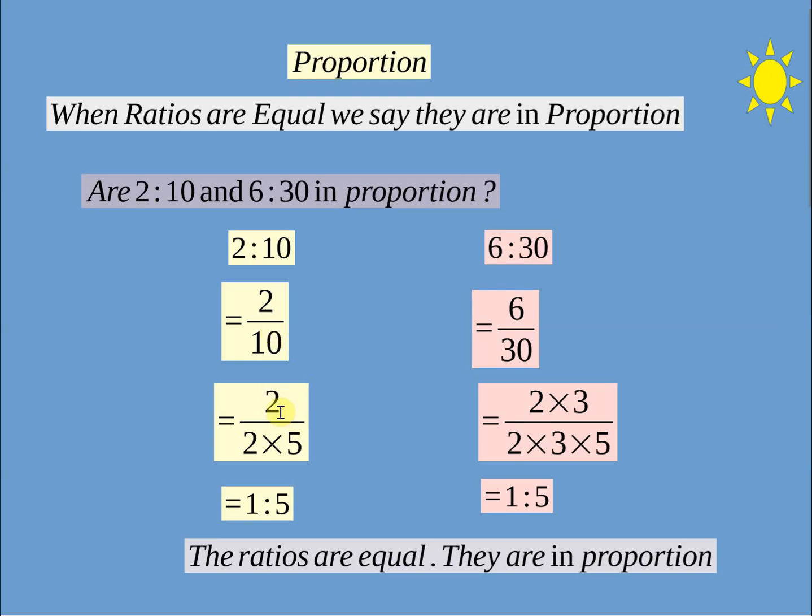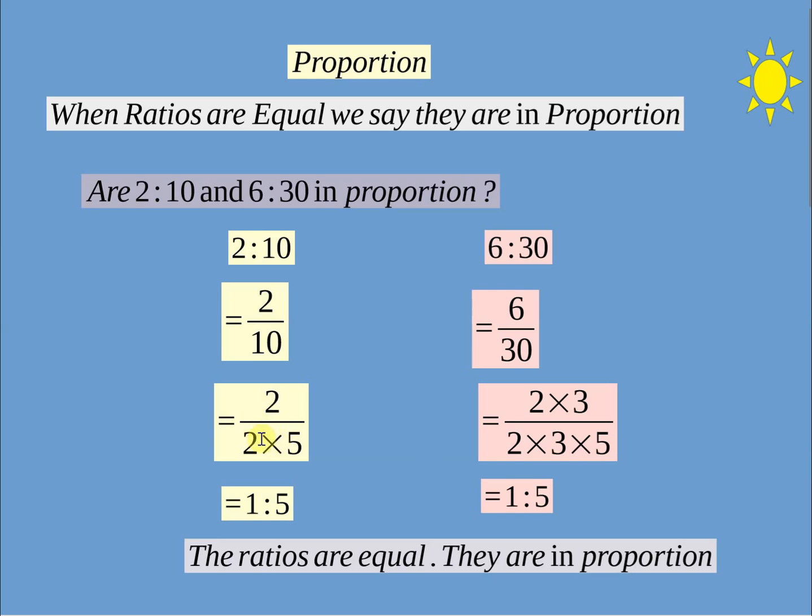We go on by looking at this. We have 2 divided by 10 can be split into prime factors, 2 times 5, and then here 6 can be split into factors, 2 times 3, and for 30 we have the prime factors, 2 times 3 times 5.